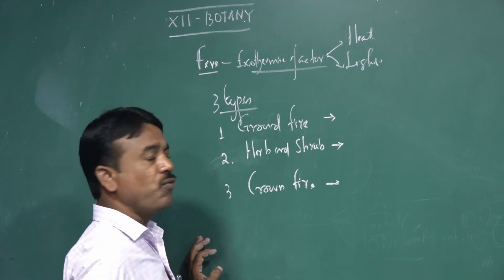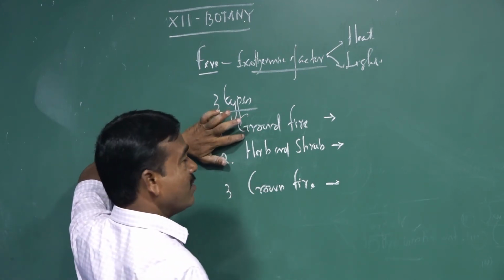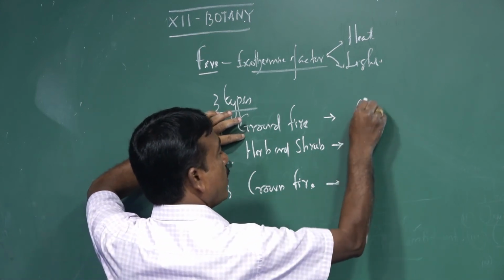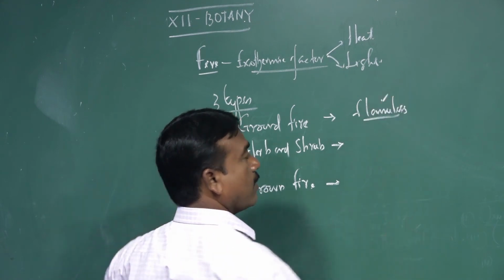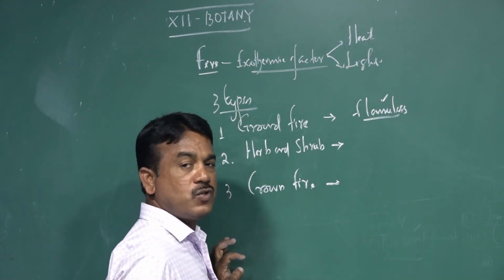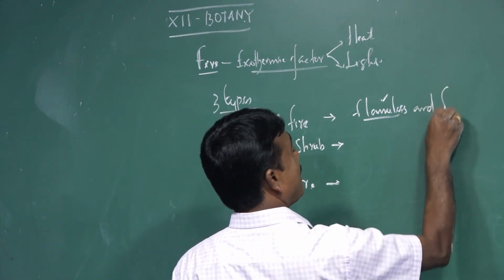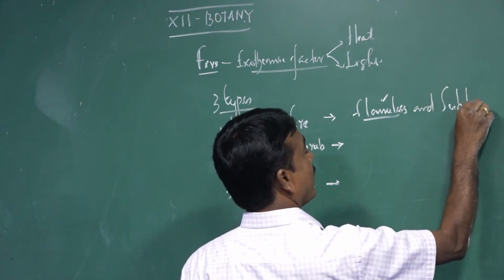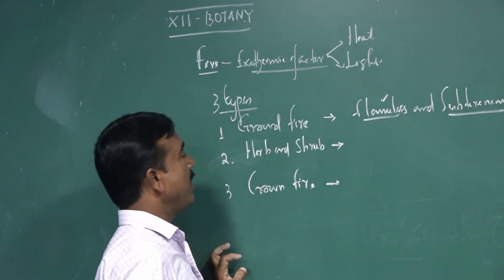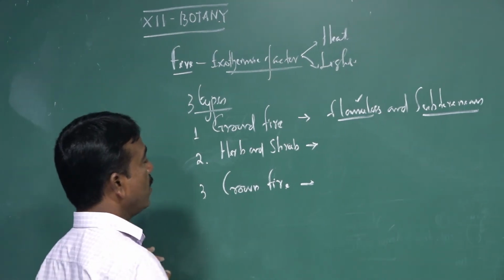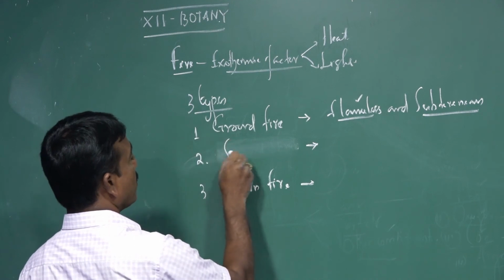What do I call ground fire? That kind of fire is commonly called, which is usually flameless. What is that? Which is usually flameless, and as well as it is subterranean. That is commonly called ground fire. Second thing, herb and shrub fire is also called surface fire.